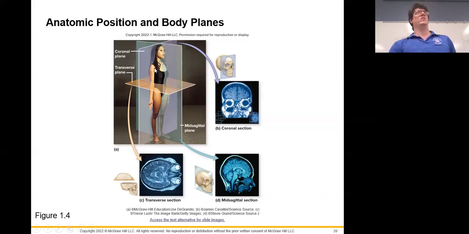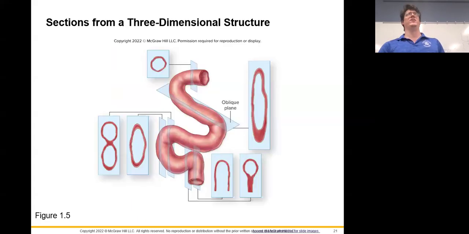Transverse. Very good. All right, what plane cuts us into left and right? Sagittal. All right, what plane cuts us into front and back? Coronal. Very good. So those are the primary planes at 90-degree angles.